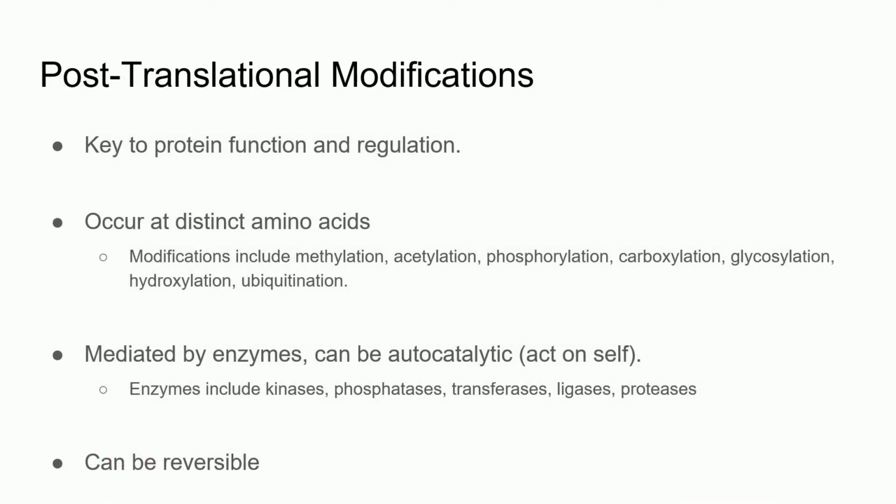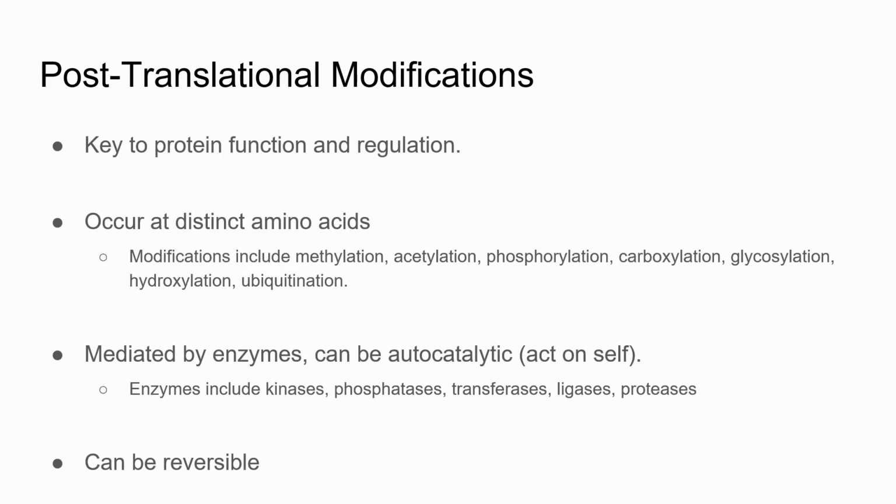Post-translational modifications are chemical modifications that are key to a functional protein. They regulate activity, localization, and interaction with other cellular molecules such as nucleic acids, lipids, and other proteins, and can occur at any time after the protein is made. These modifications occur at distinct amino acid side chains or peptide linkages and are most often mediated by enzymatic activity. These modifications include methylation, acetylation, phosphorylation, carboxylation, glycosylation, and hydroxylation.